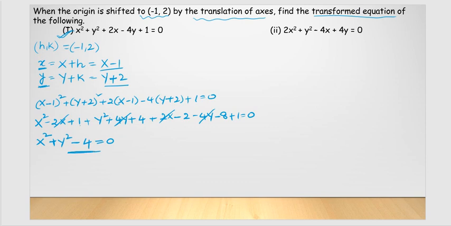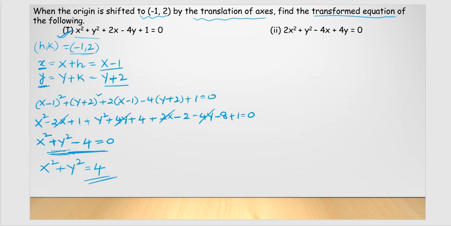So this is my transformed equation. When I transform this equation through a shift in origin of minus 1 comma 2, my equation becomes X square plus Y square minus 4 is equal to 0. If you want to write it in some other way, you can directly transpose that constant to the right hand side. This is my transformed equation.